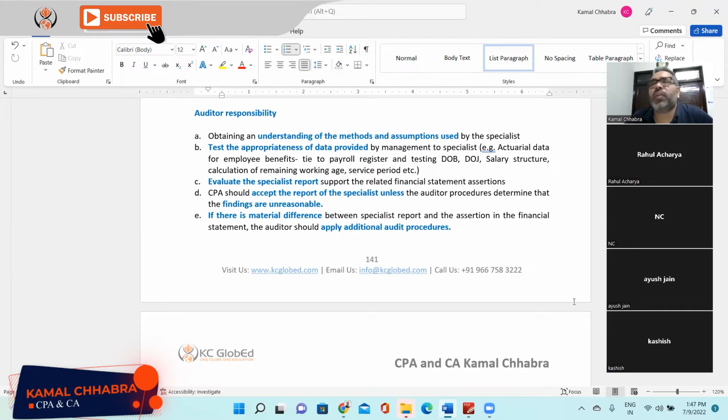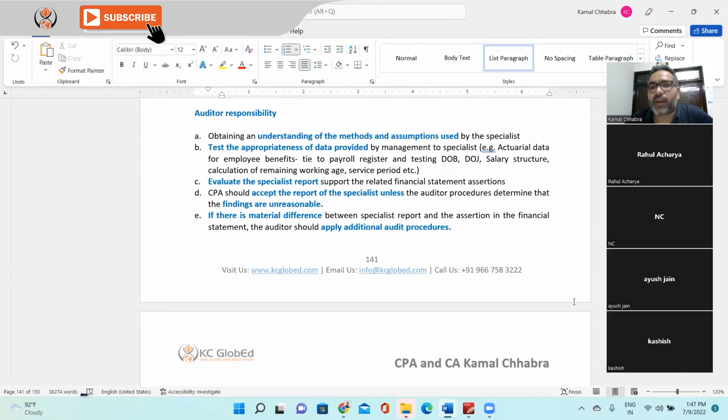But how does that actuarial do the math? Based on the payroll data they receive from management, right? Number of employees, their date of joining, their date of birth, their salary structure, their age, their service period. They consider all this information. They take all this information from management. So as an auditor, it is our responsibility to test what information management is sharing with the actuarial. Is the actuarial using the same information or different information as an input of the data for their calculation?